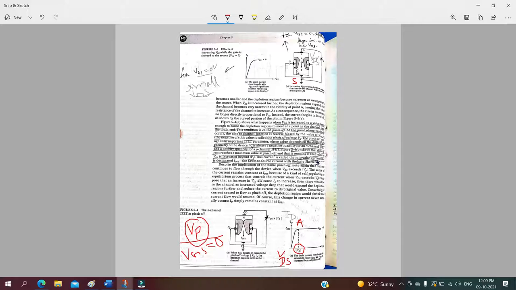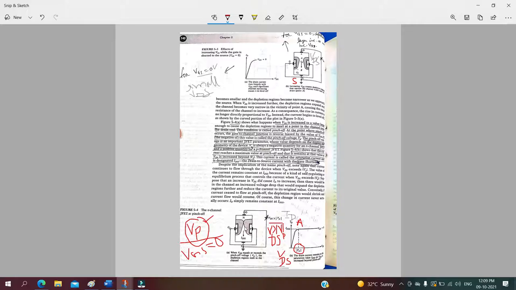Now what will happen when VDS becomes greater than the magnitude of VP? The pinch off voltage is negative for an N channel JFET and it is positive for a P channel JFET. So when VDS is greater than the magnitude of pinch off voltage, these two depletion regions just meet each other.